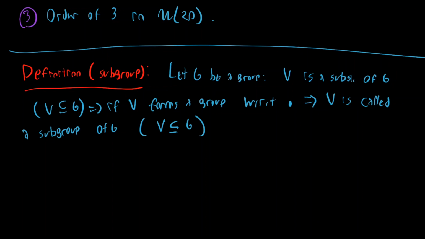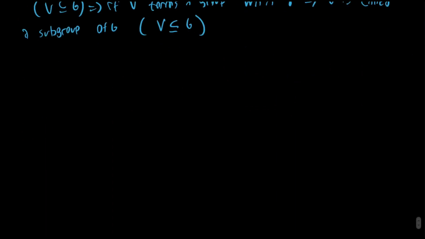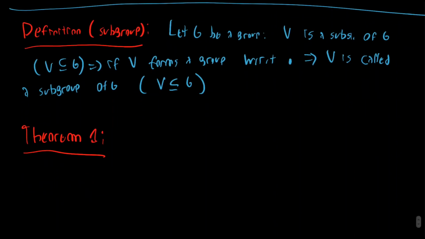We will prove a couple of them that will help us determine whether a subset of a group is a subgroup or not. So the first one, theorem 1, is a procedure that will allow us to determine if a subset is a subgroup or not in just one step. And let's state that here.